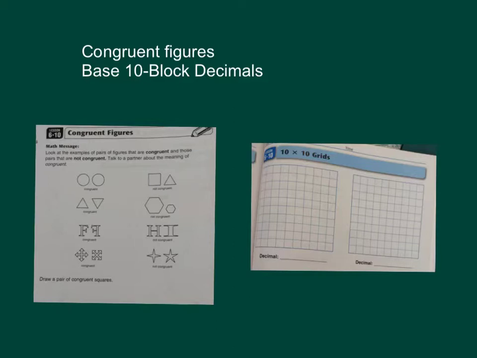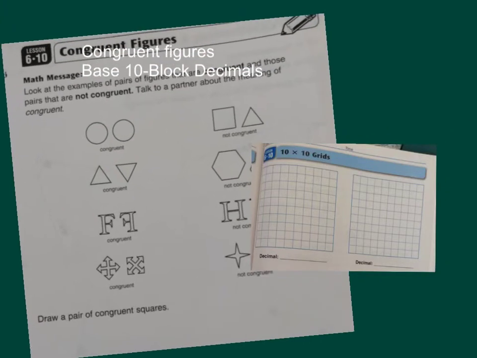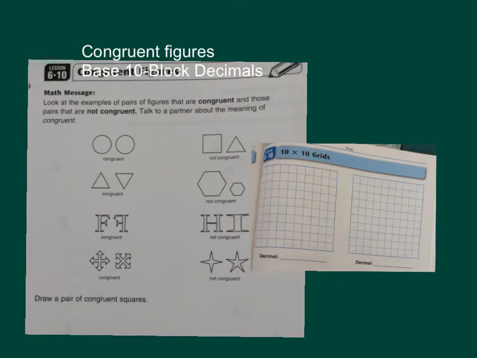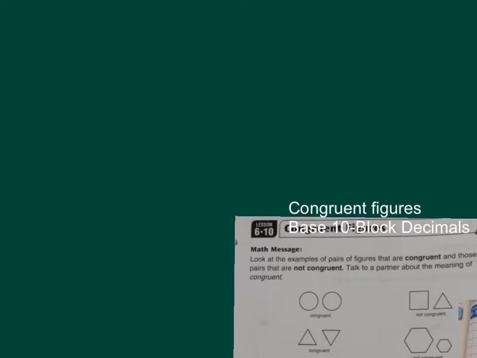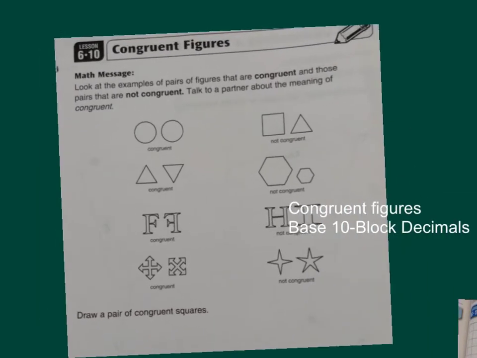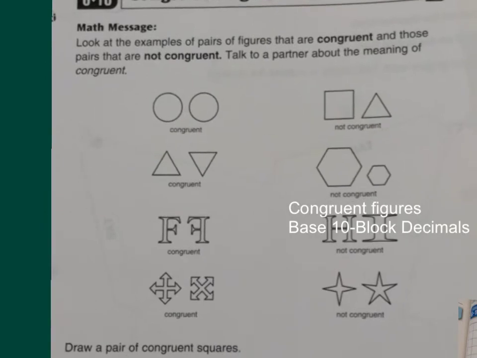Today's lesson 6.10, we're going to look at two different things, congruents and decimals with base 10 blocks. Congruent figures you're going to see in this image here. A congruent figure is any figure that is exactly the same. By exactly the same, I mean that they have to be the same size, the same shape. If we look at these two circles right here, they're the same size and they're the same shape. So we would call them congruent shapes.